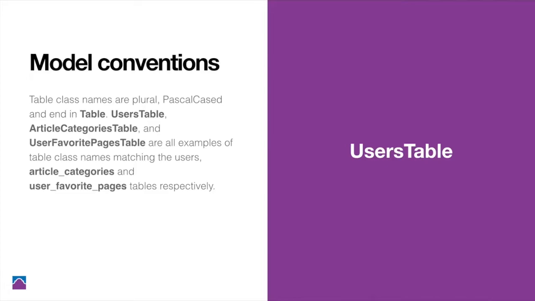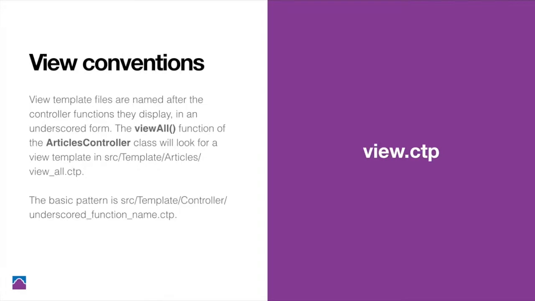And then the model, these would be actual files that you would create in your repository. You would just use Table. So going back to the users example, it's UsersTable, and like the one you were just mentioning, UserFavoritePagesTable. You can see the more words that are involved, the lengthier the terms are, but it all works out at the end. So that's for the model. And then the view is the same way.